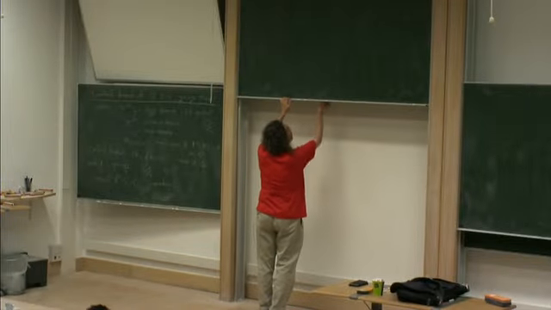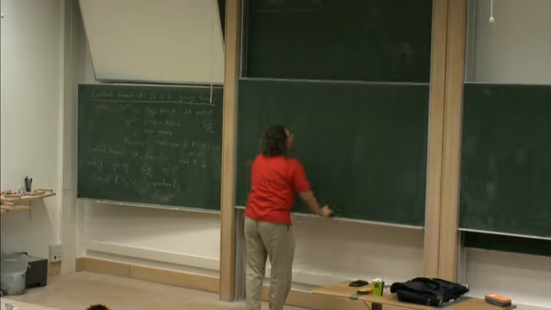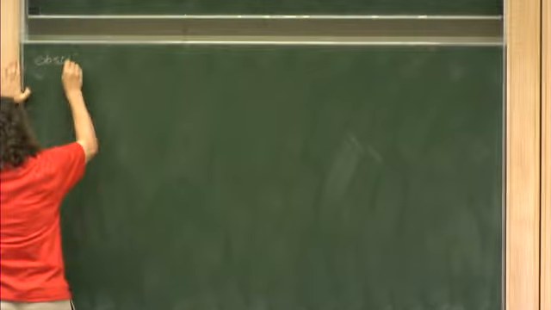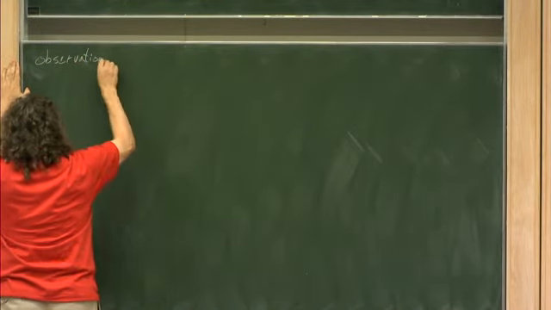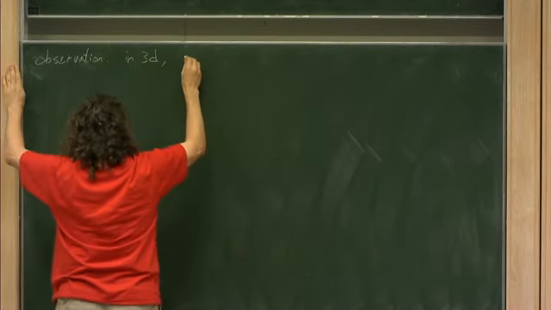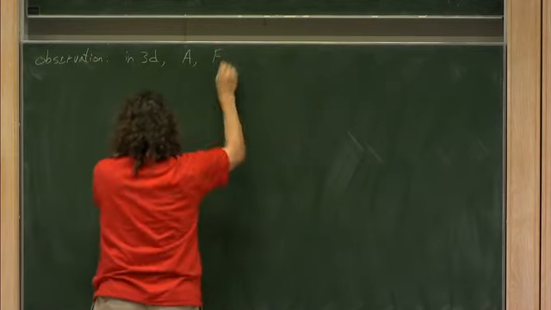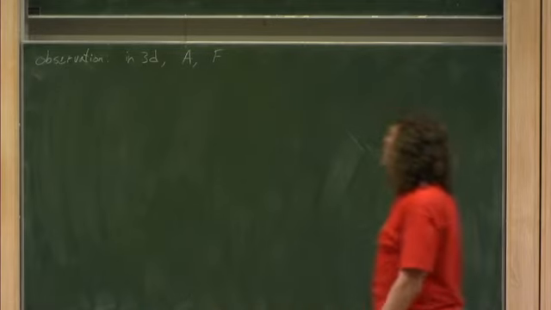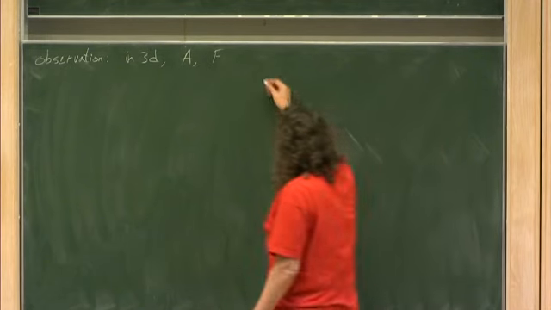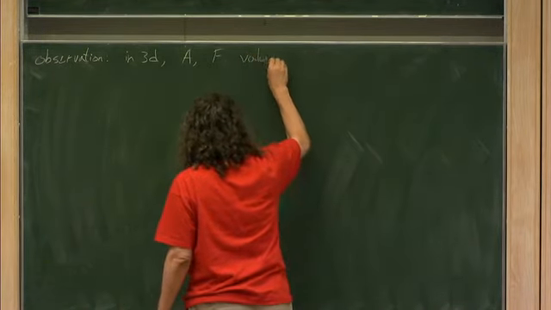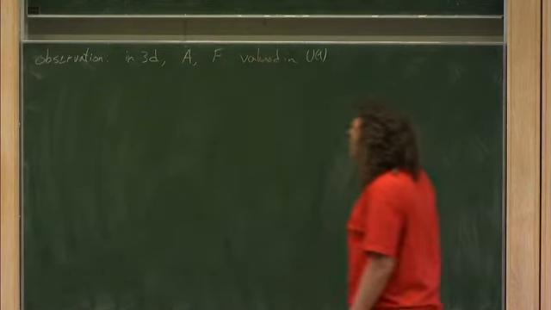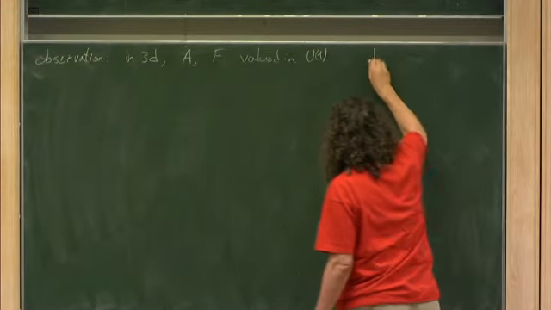So how does it go? There is an important observation, and this is very crucial. In 3 dimensions, if you have a one form, and there is a two-form field strength valued in U1, it satisfies a Bianchi identity.